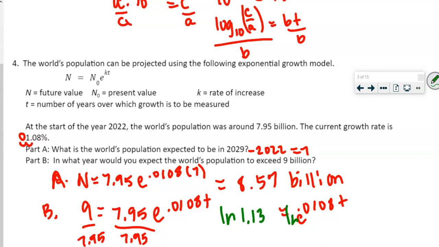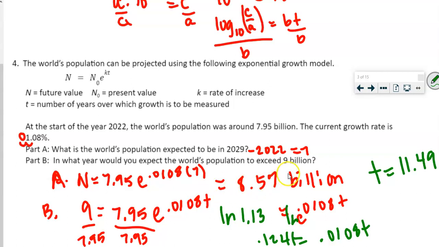And then, okay, when we do the ln of 1.13, that's going to be our 0.141, and that's going to be equal to the 0.0108 t. Divide both sides by 0.0108. So t is going to be equal to 11.49. Now it asks us, in what year would you expect the world's population to exceed 9 billion? So if we add 12 to the 2022, so we do 2022 plus 12, that would be equal to 2034.